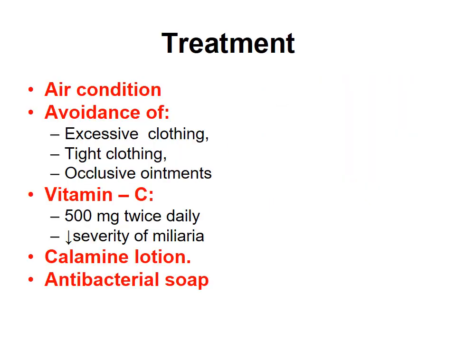Treatment: the cornerstone of therapy in miliaria is air conditioning. One title is air conditioning. So avoid excessive clothing and tight clothing; occlusive ointment is to be avoided. You can add vitamin C, you can add a soothing agent like calamine lotion, you can use antibacterial soap to avoid secondary bacterial infection, but still the main line of therapy is air conditioning.